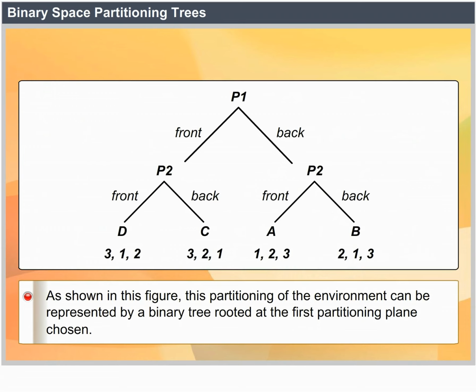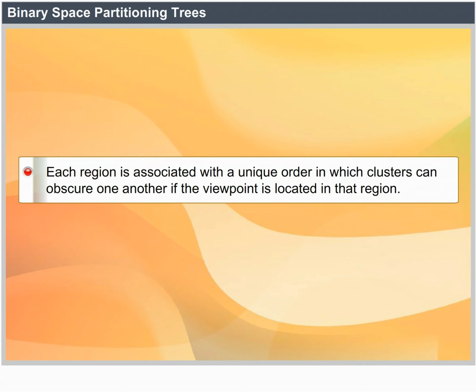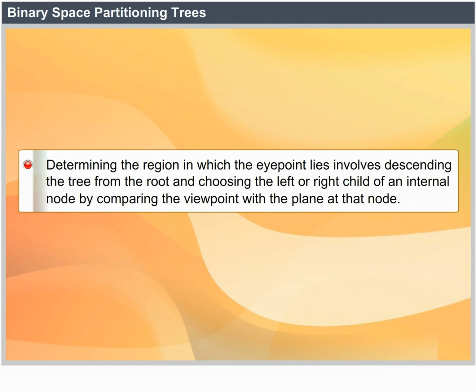As shown in this figure, this partitioning of the environment can be represented by a binary tree rooted at the first partitioning plane chosen. The tree's internal nodes are the partitioning planes. Its leaves are regions in space. Each region is associated with a unique order in which clusters can obscure one another if the viewpoint is located in that region. Determining the region in which the eye point lies involves descending the tree from the root and choosing the left or right child of an internal node by comparing the viewpoint with the plane at that node.